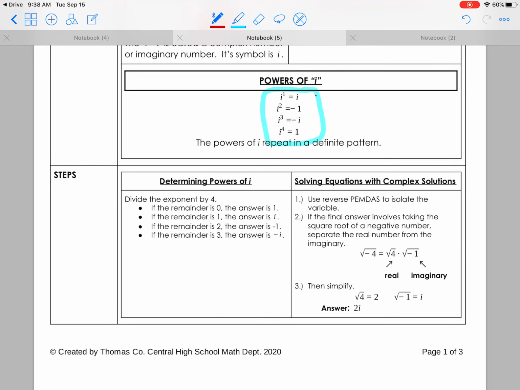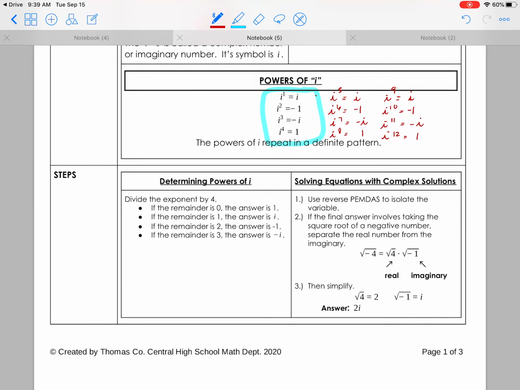And this pattern repeats. i to the fifth is i, i to the sixth is negative 1, i to the seventh is negative i, and i to the eighth is 1. So guess what i to the ninth would be? We're going to start that pattern over. i to the 10th is negative 1, i to the 11th is negative i, and i to the 12th would be 1. The pattern keeps repeating every 4 numbers.